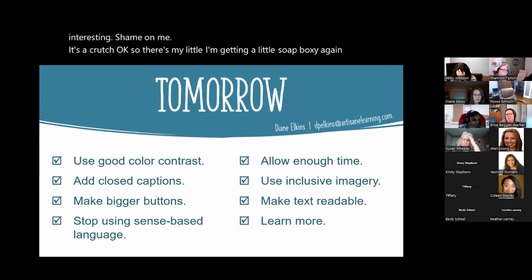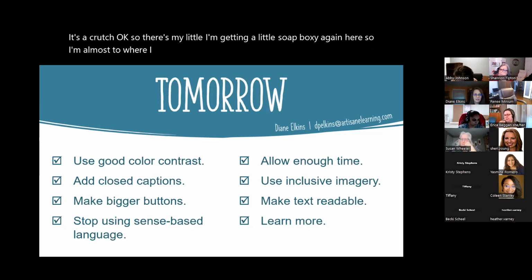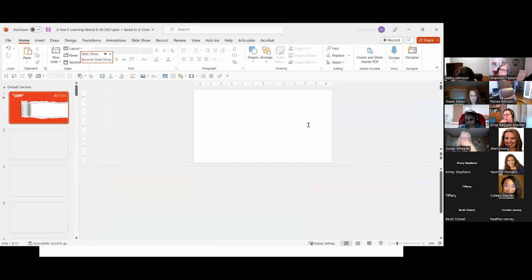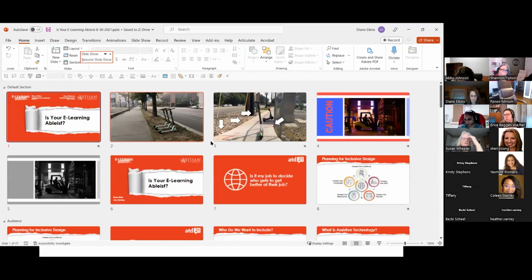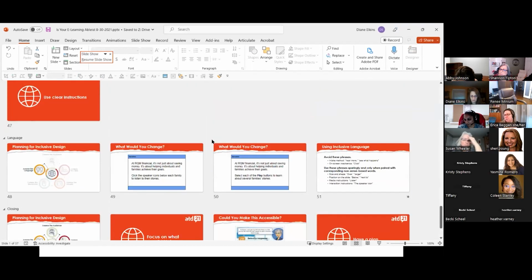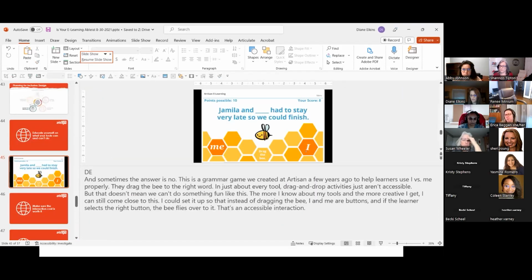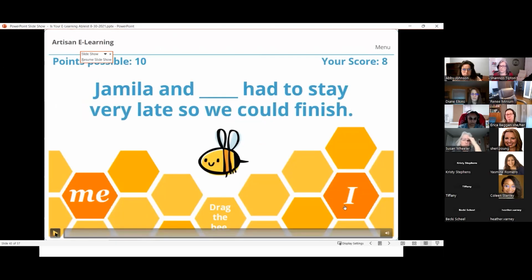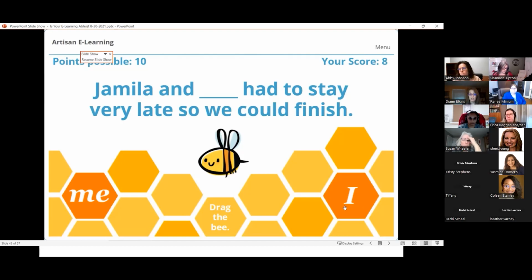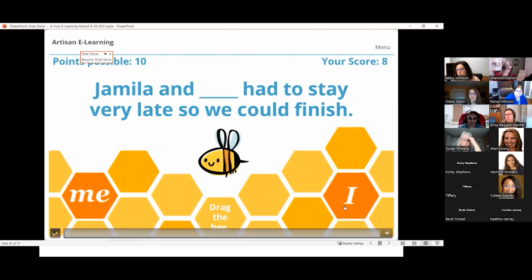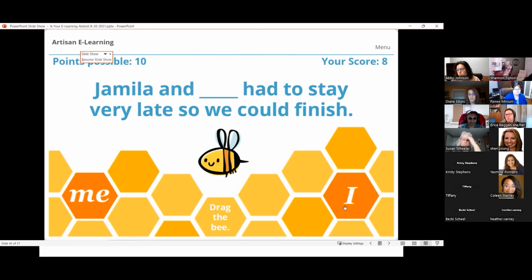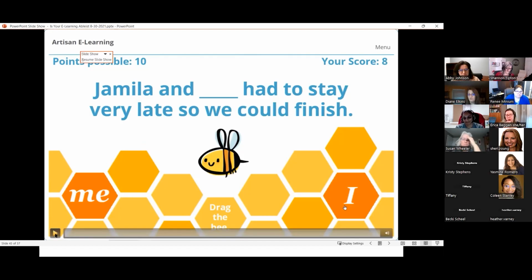So I'm almost to where I want to be. I think it is this PowerPoint right here. I have the before and after. This one only has the before. I don't want to make you keep looking. Okay, so this is from a course that I did years ago. It's award-winning, it's in my portfolio, and now it makes me cringe. First of all, color contrast. Like, seriously, Diane? That would be easy to fix.